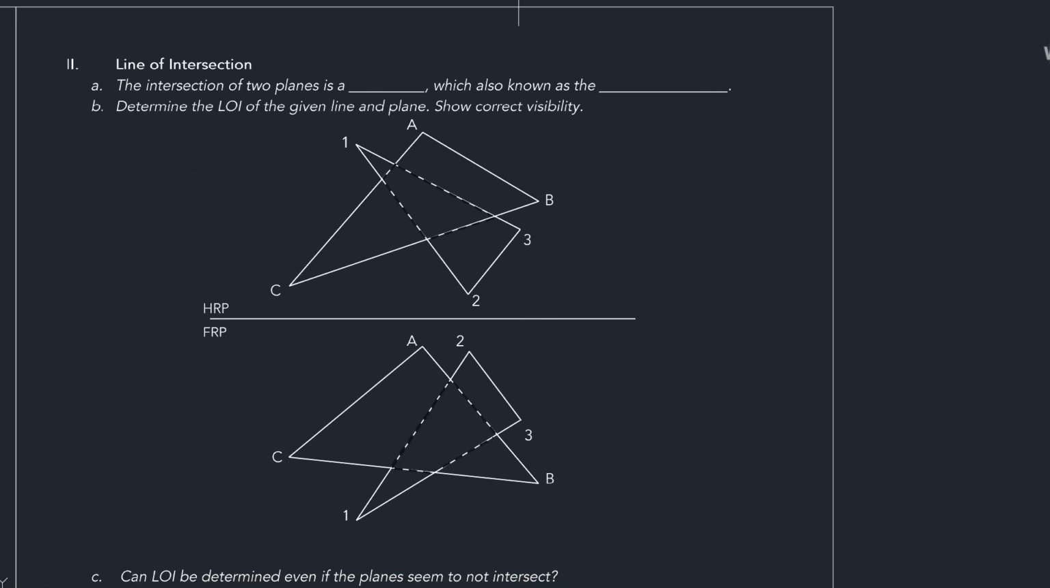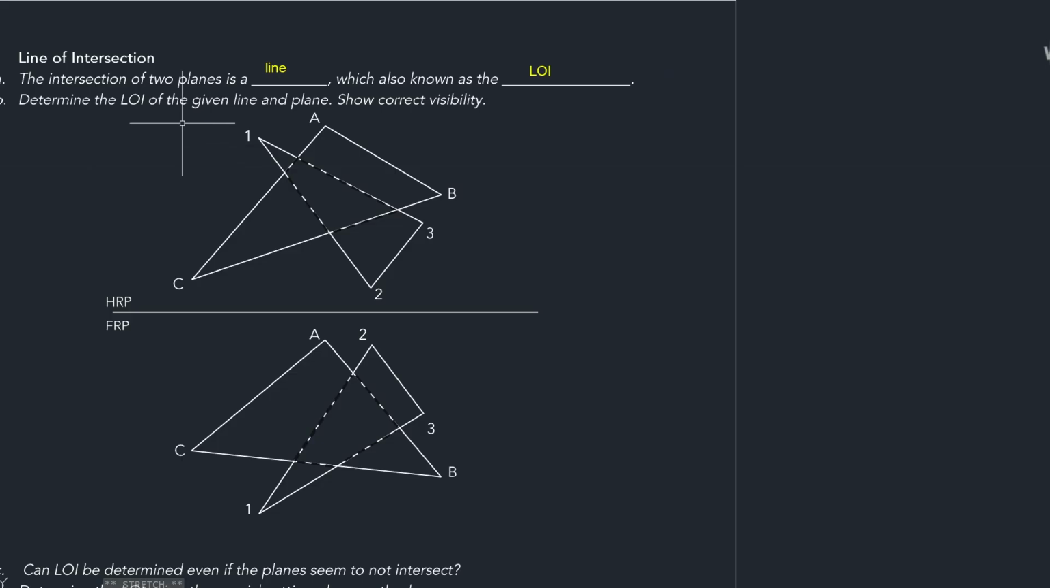Now, when you have two planes that are intersecting one another, yung magiging intersection nila will be a line. And this is also known as your line of intersection, or just simply as, we call it in ES1, LOI lang yung term na ginagamit natin. No? Right? Okay? So, LOI, line of intersection. So, let's try to determine the line of intersection of the given line and plane.